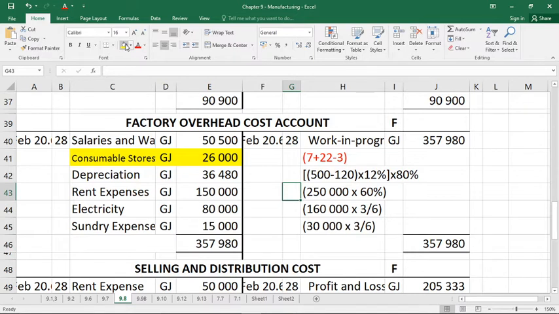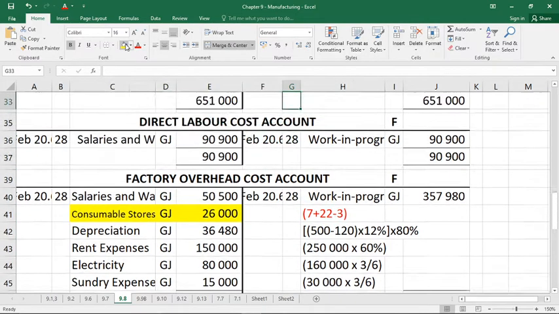Factory overhead cost has gone up on the debit side. It's expenses associated with the factory. Number 6, salaries and wages paid amounted to 180,000. 90,000 of this was for direct labor. Okay, so let's just go and look.